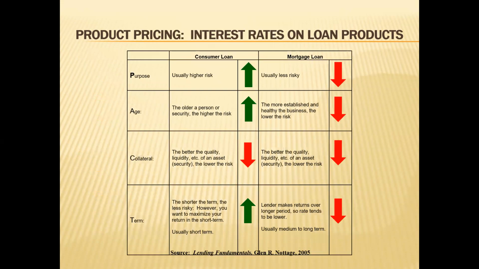We looked at this chart and we showed the differences between consumer loans and mortgage loans when it comes to purpose. Usually the risk is higher for consumer loans, so the interest rate would be higher. Mortgage loans tend to be less risky because of the underlying security of real estate. So the interest rates tend to go down. And we looked at that relationship for each of age, collateral, and term.